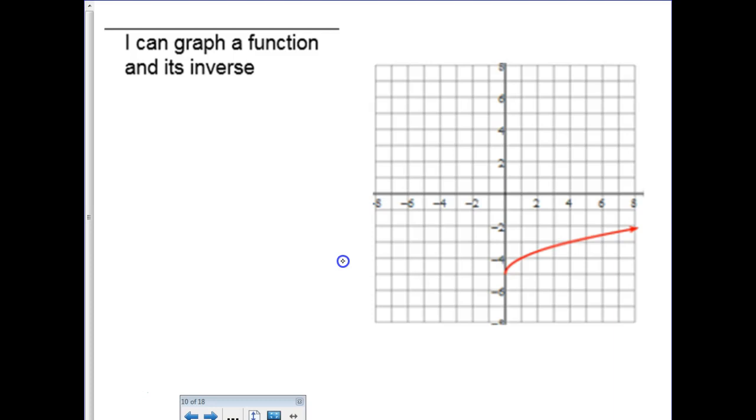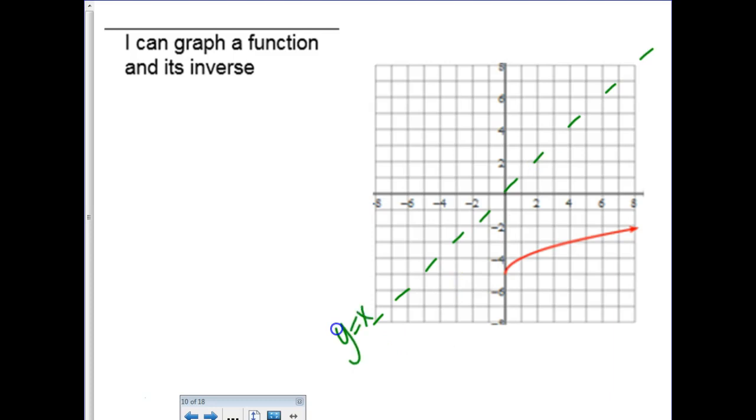Okay, I can graph a function and its inverse. Easiest way to graph the inverse is to find ordered pairs and flip-flop them. Now, before I start graphing, the other thing I like to do is draw a little highlighter line, kind of, sort of, through the line y equals x, because this is the reflection line for inverse functions.